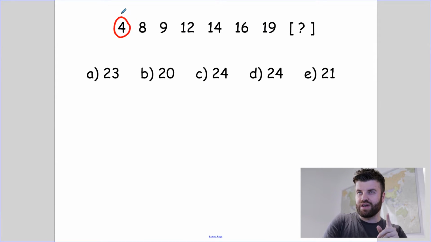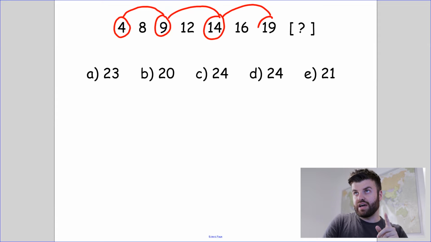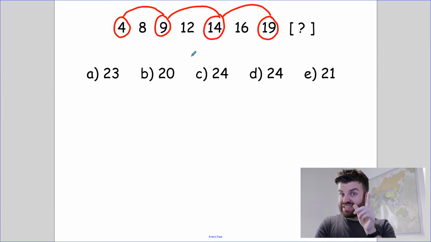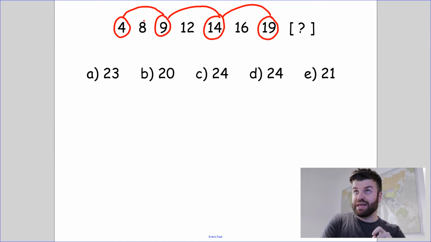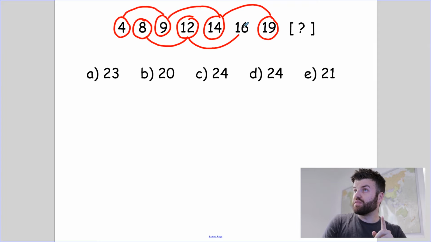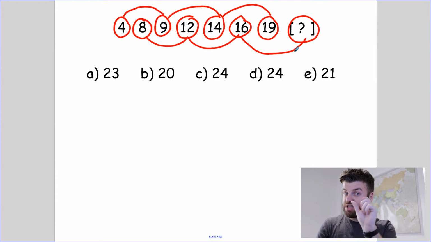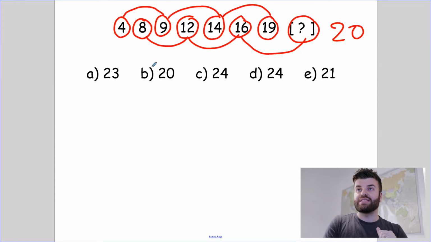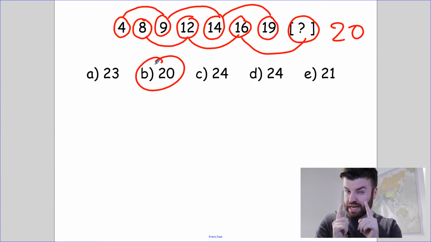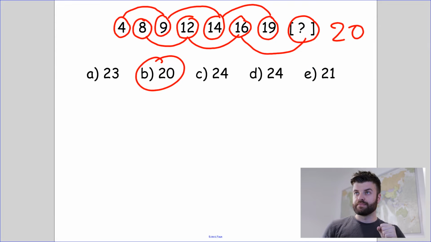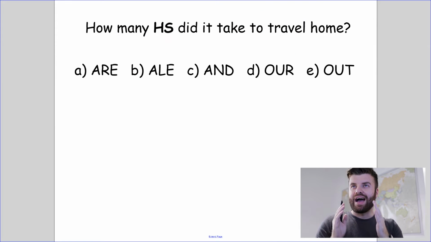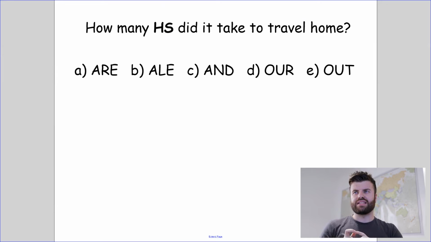It skips over. Can you see here how we go from 4 to 9, +5 to 14, +5 to 19, +5, whilst simultaneously at the same time we have a second sequence. It's the 4 times table. 8 to 12, 12 to 16. So our next gap must be 16 +4 using our double sequence rule. It's going to be 20 and the answer is B. Watch out for those double sequences. Next question type. How many HS did it take to travel home?